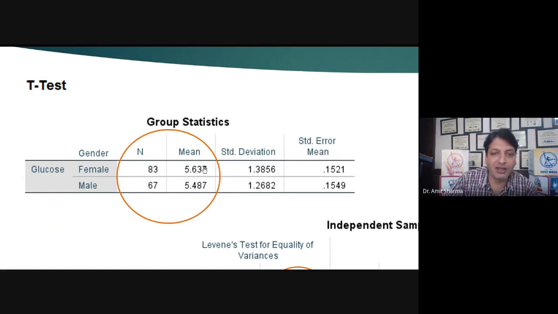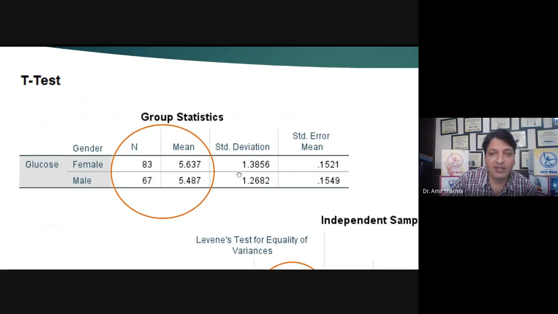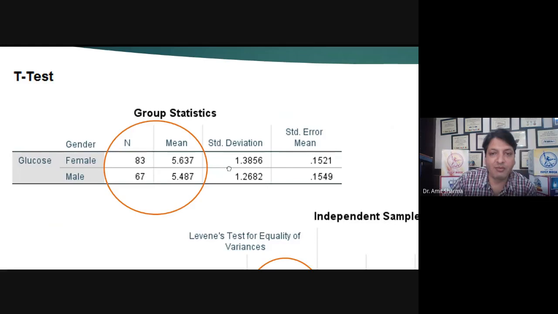We are going to get a mean. The mean glucose level of females was found to be 5.6 and of males was found to be 5.4. So somewhat similar, not that much difference. And we are going to get the standard deviation, 1.3 for the female and 1.2 for the male. So this is called the group statistics.